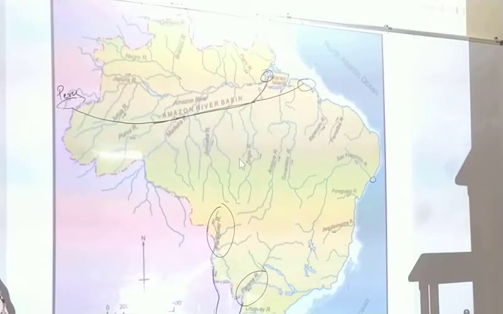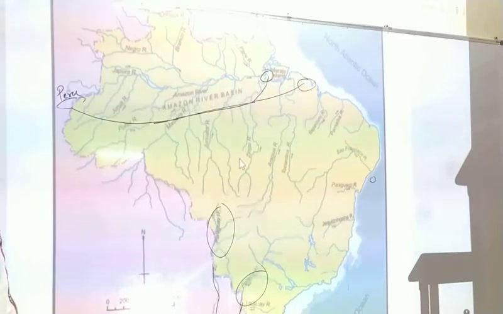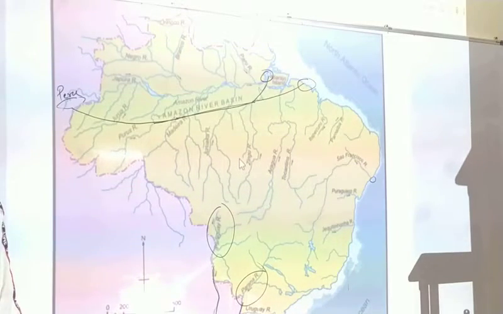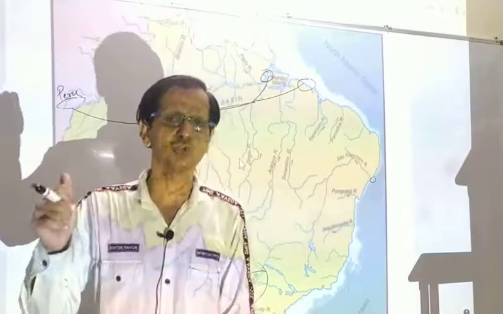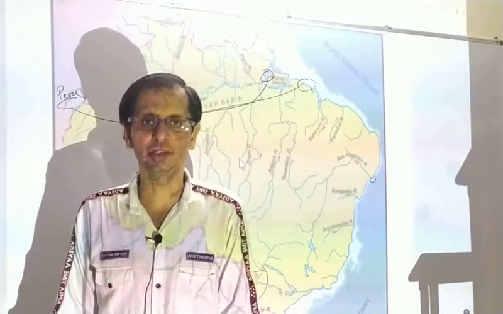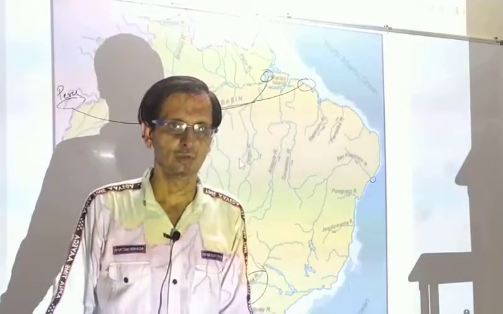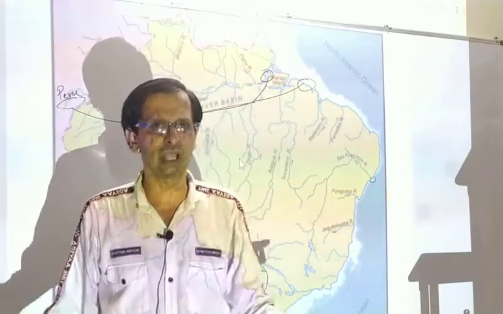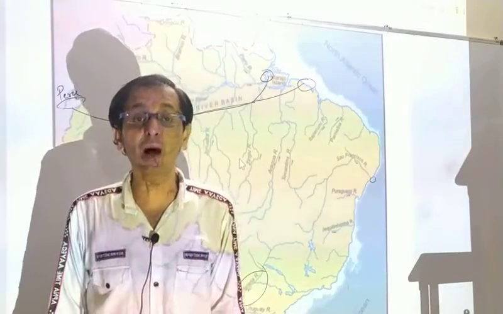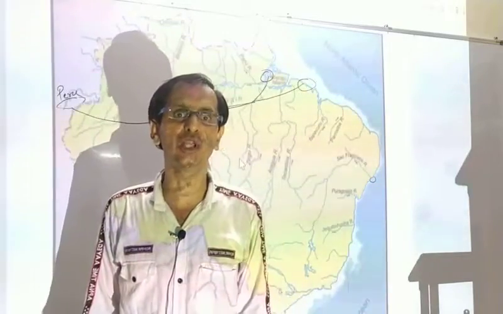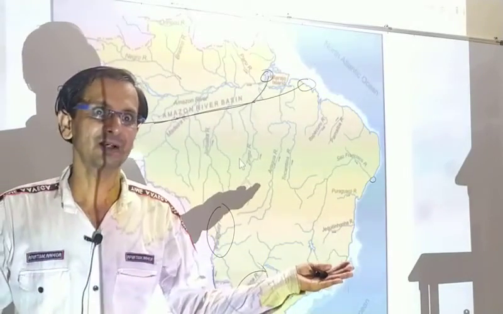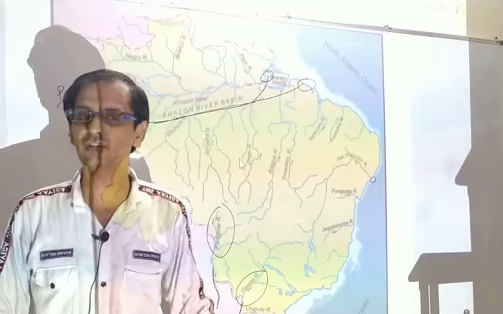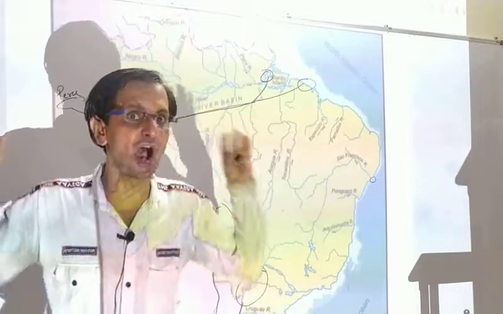It will be interesting to note that at the mouth the width of the Amazon channel is 150 kilometer. Think about it. Virar to Churchgate is 65 kilometer, so coming back, approximately 130 kilometer. Its mouth is wider than that. You can see what a gigantic river Amazon is. That's why it is regarded as the largest river in the world.